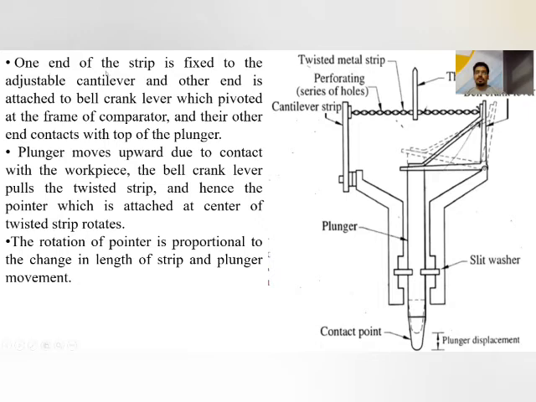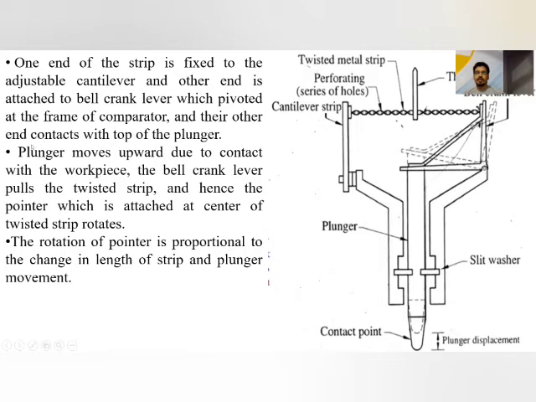Now one end of the strip is fixed to the adjustable cantilever. It means this strip is fixed at one end with the help of the cantilever strip, and the other end is attached to the bell crank lever, like this. This is a bell crank lever. The other end of the twisted strip is fixed to the bell crank lever, which is pivoted at the frame of the comparator, and it is pivoted here.